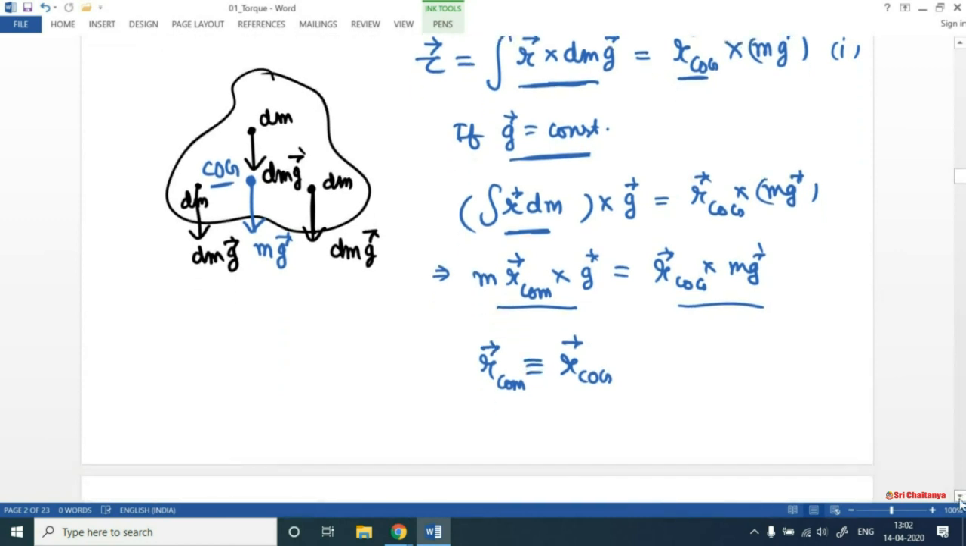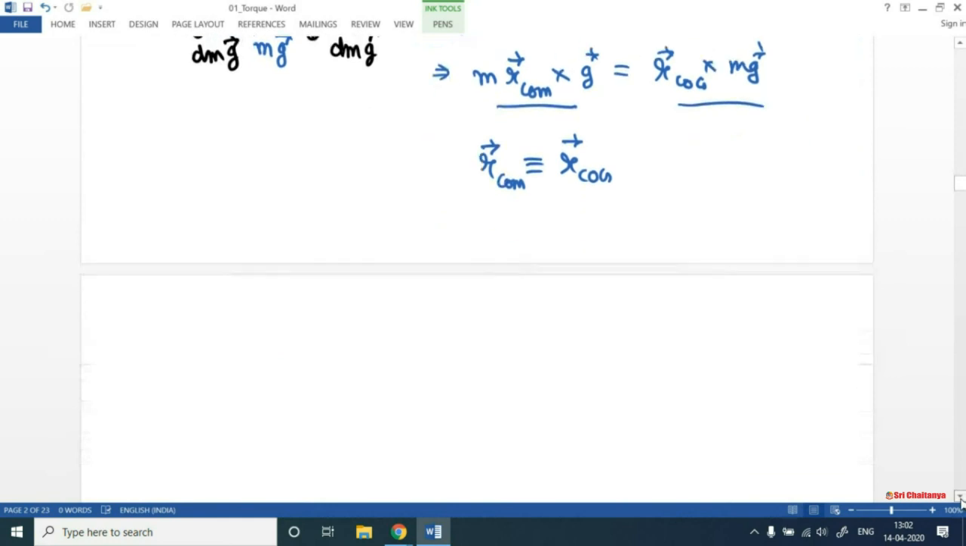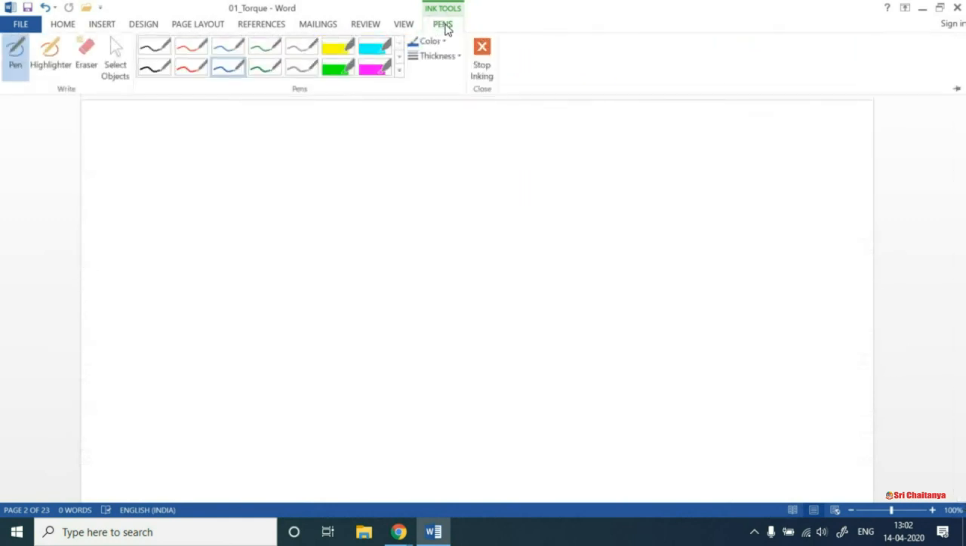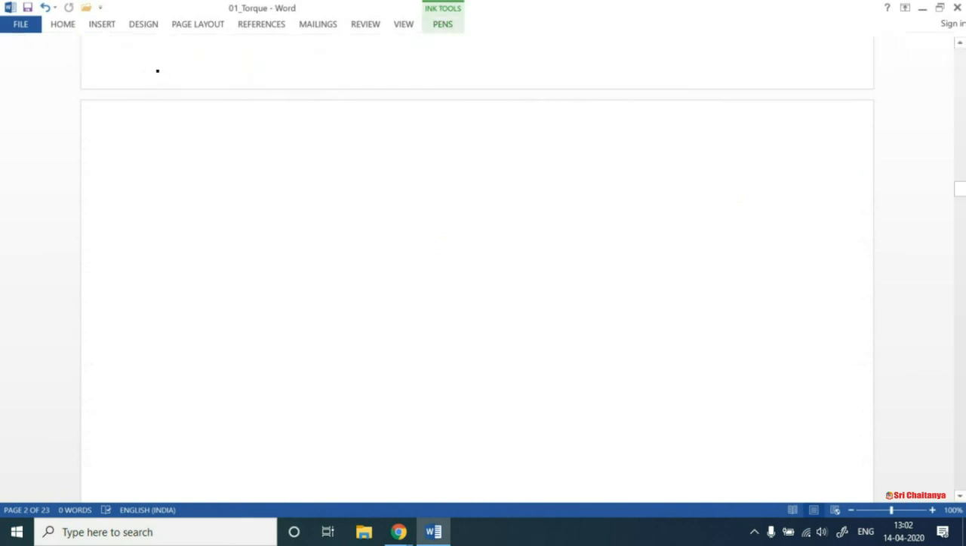So we have talked a little bit about torque, and improvising over that, we can establish the condition for the equilibrium of a rigid body.